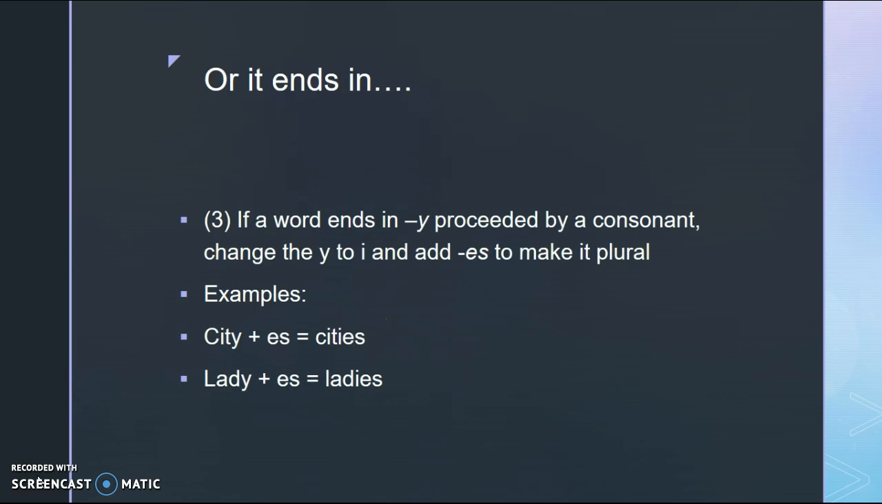Or if a word ends in a Y that's preceded by a consonant letter, then you change the Y to I and then add ES to make it plural. So, for example, in the word city, which ends with a T, which is a consonant, and a Y, you would change the Y to I and add ES to get cities. The same would be done with ladies.